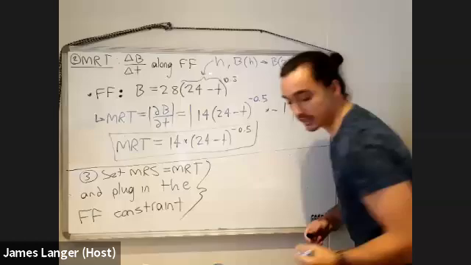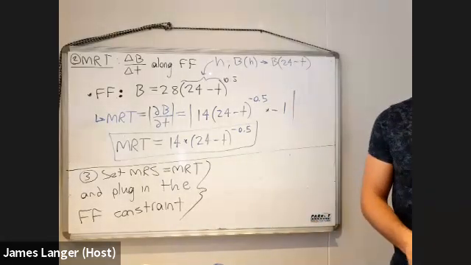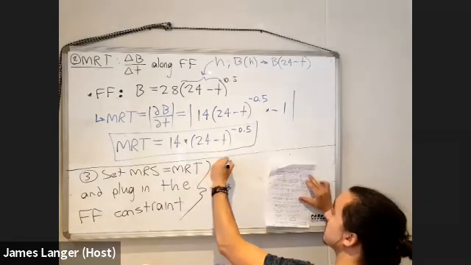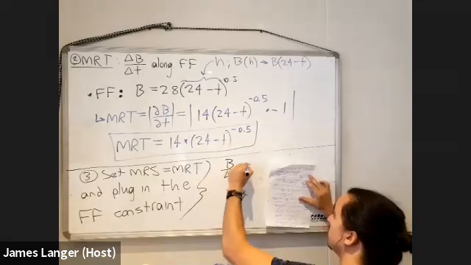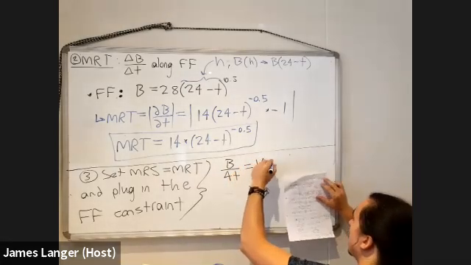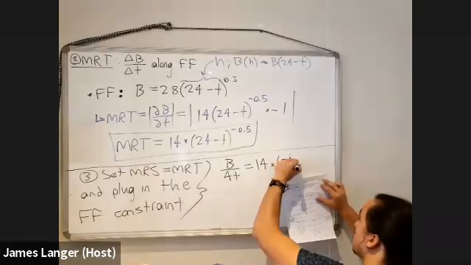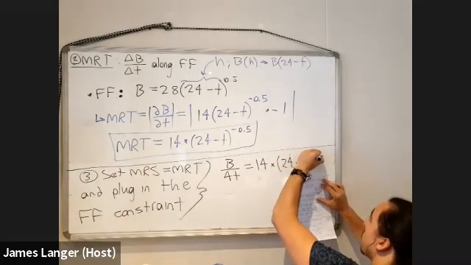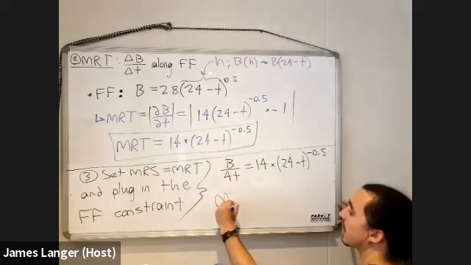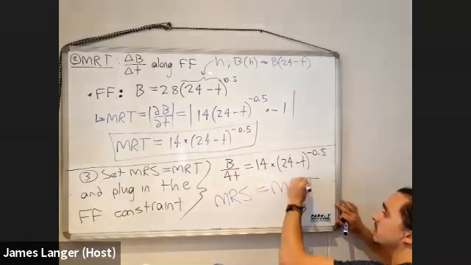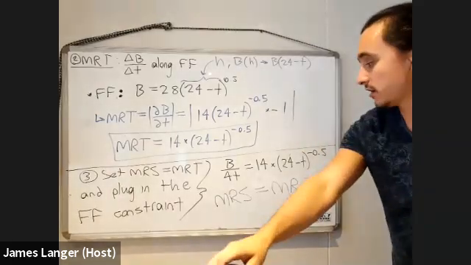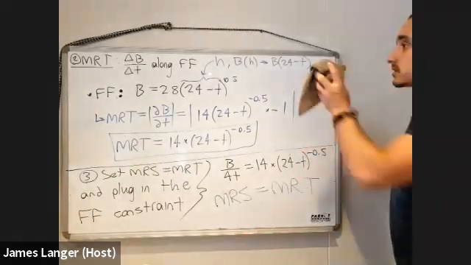So we're going to start doing that over here, all right? We are going to set MRS equal to MRT. So we see B over 4T is equal to, right, 14 times 24 minus T to the power of minus 0.5. Okay, so what have I done here? I've set my MRS equal to my MRT. Are there any questions about this? I think we should be happy with that. I'm going to erase the top now.